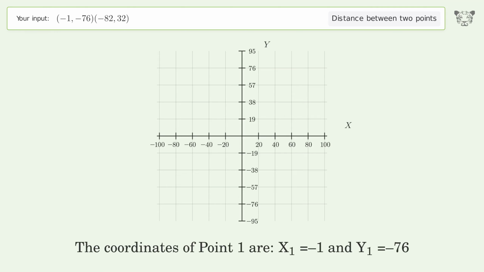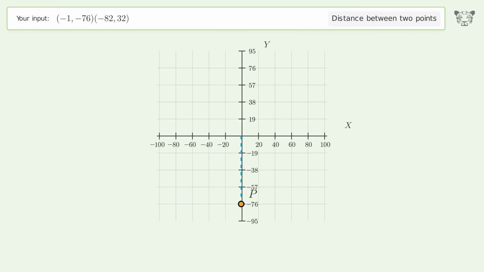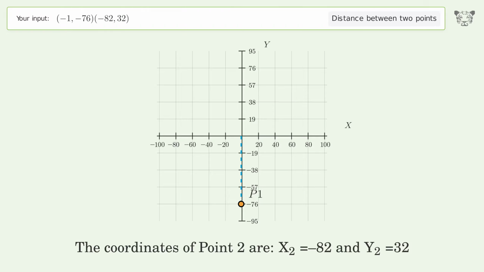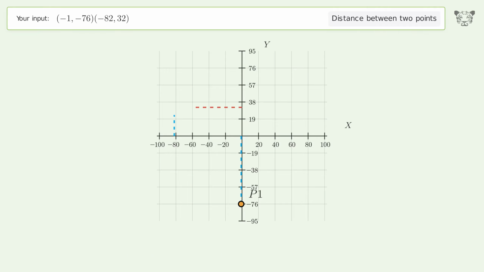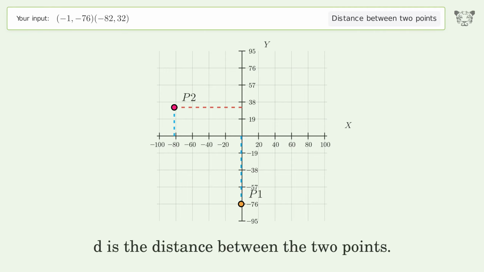The coordinates of point 1 are x1 equals -1 and y1 equals -76. The coordinates of point 2 are x2 equals -82 and y2 equals 32. D is the distance between the 2 points.